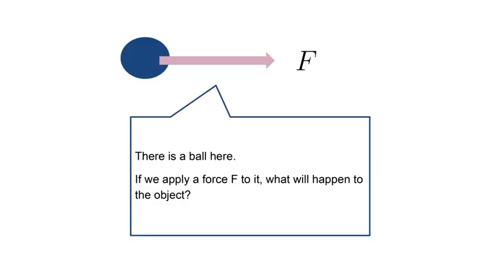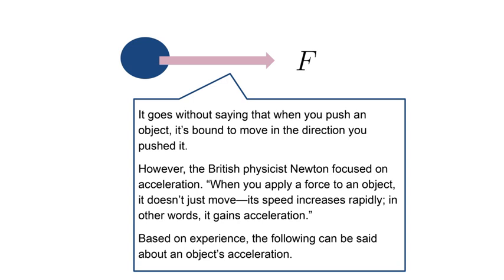There is a ball here. If we apply a force to it, what will happen to the object? It goes without saying that when you push an object, it's bound to move in the direction you pushed it. However, the British physicist Newton focused on acceleration. When you apply a force to an object, it doesn't just move, its speed increases rapidly. In other words, it gains acceleration.